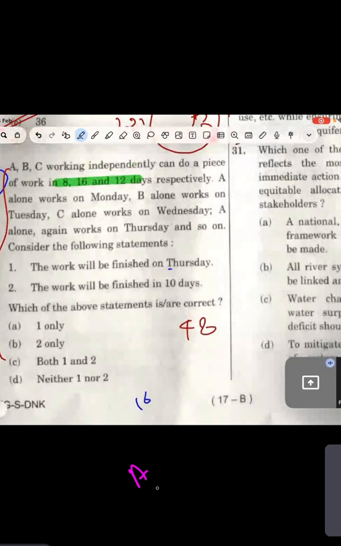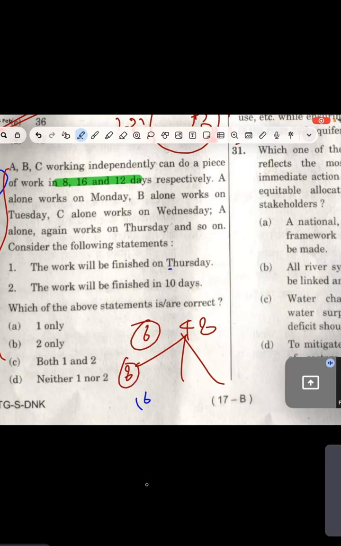So the first thing you have to do here, you know what? You have to find out the efficiency. Efficiency means 48 divided by 8 is 6, then 48 by 16 is 3, then 48 by 12 is 4. So these are the efficiencies, guys. They are starting from Monday, right? So here Monday will be 6. Then B works on Tuesday, so here Tuesday will be 3.